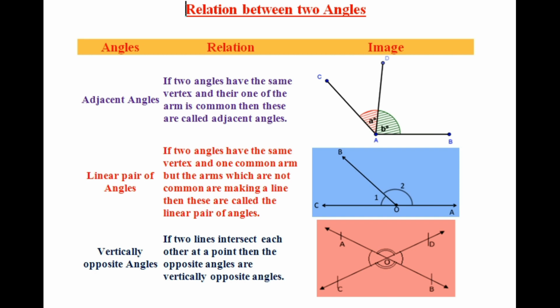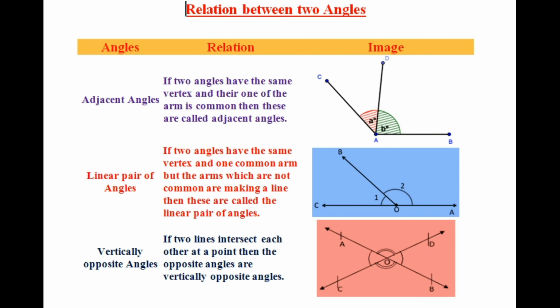Next we will see some relation between two angles. You see the tabular column, angles, relation and image you have. First we will see adjacent angle. What is adjacent angle? If two angles have the same vertex and one of their arms is common, then these angles are called adjacent angles. You see the diagram. Two angles we have, A and B. Two angles have the same vertex, vertex is A. And one of the arms is common. Here AD is common. Then these angles A and B are called adjacent angles.